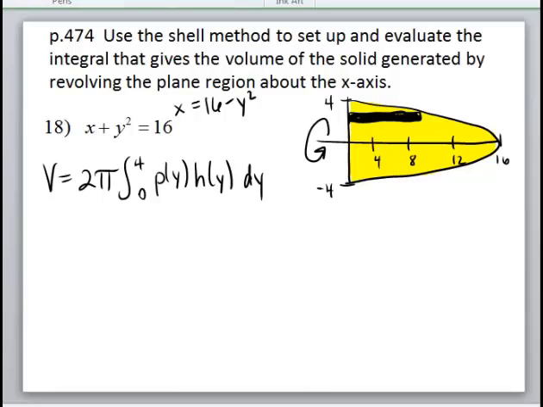So what I need to do is find my p of y, which is the radius from where you're rotating this to the rectangle. So that would just simply be y. And then the height of this would be the right-hand side minus the left-hand side. So it's this curve, 16 minus y squared minus 0, so it's just simply 16 minus y squared dy.